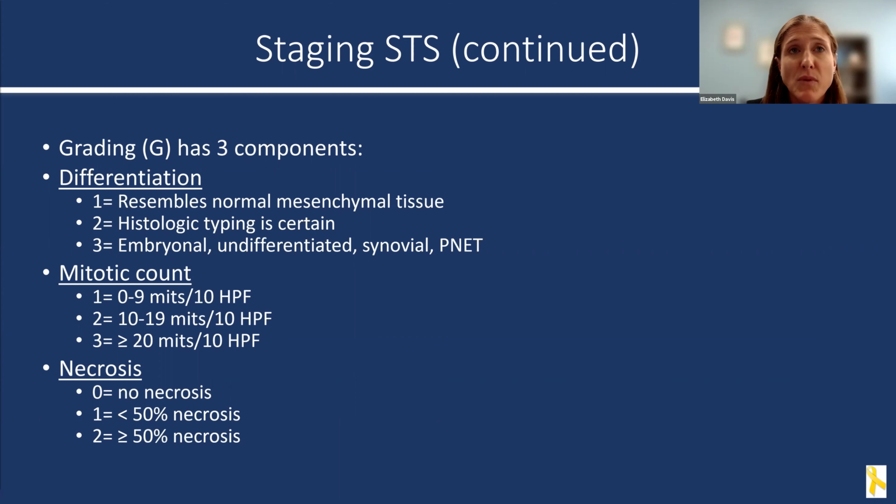So grading consists of three components: differentiation, mitotic count, and necrosis. And within each of these, the tumor can be given different points. Then the points from these three categories are added together, and the final grade is determined as 1, 2, or 3 based upon the score.